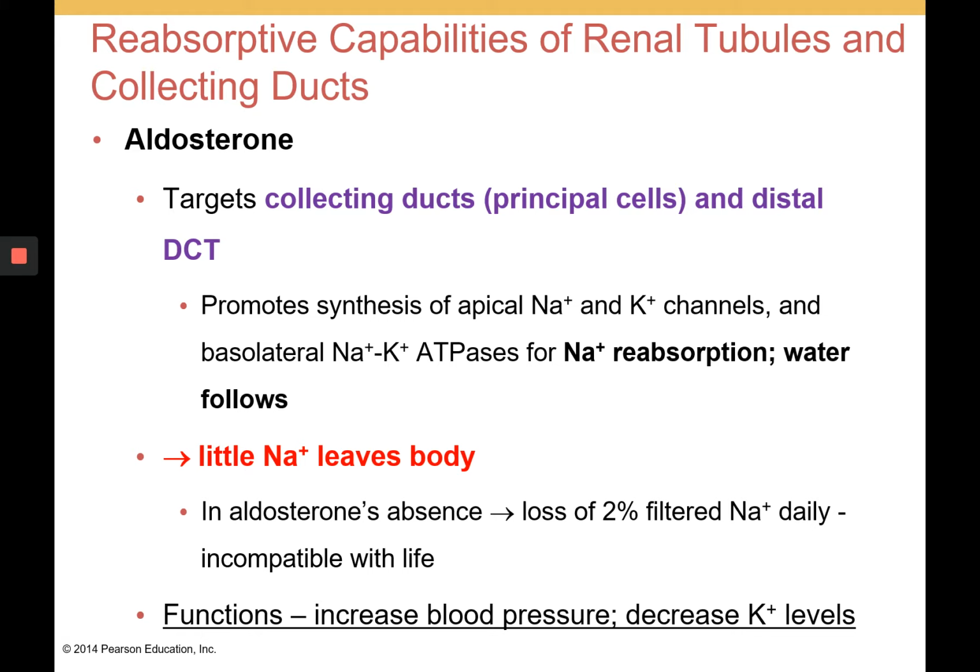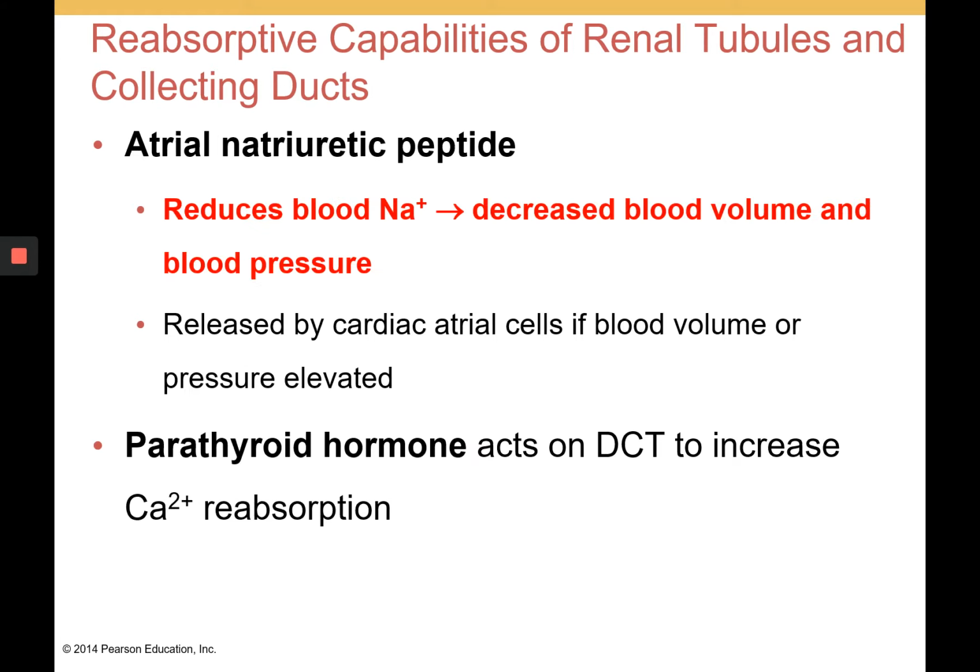It's actually really important for little sodium to leave the body because aldosterone, even in its short absence, if it causes a loss of 2% of filtered sodium daily, is incompatible with life. So imbalances in sodium concentration can cause renal abnormalities. The function of aldosterone is to increase blood pressure by causing salt and water to go into the blood, but because it uses a sodium-potassium ATPase, it also causes the secretion of potassium into the filtrate. And so we get potassium excretion when we get sodium reabsorption with the use of aldosterone.